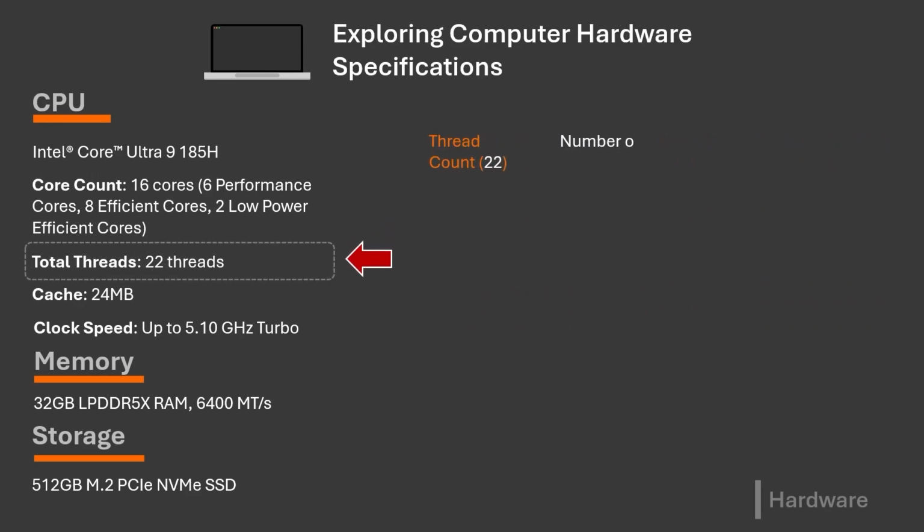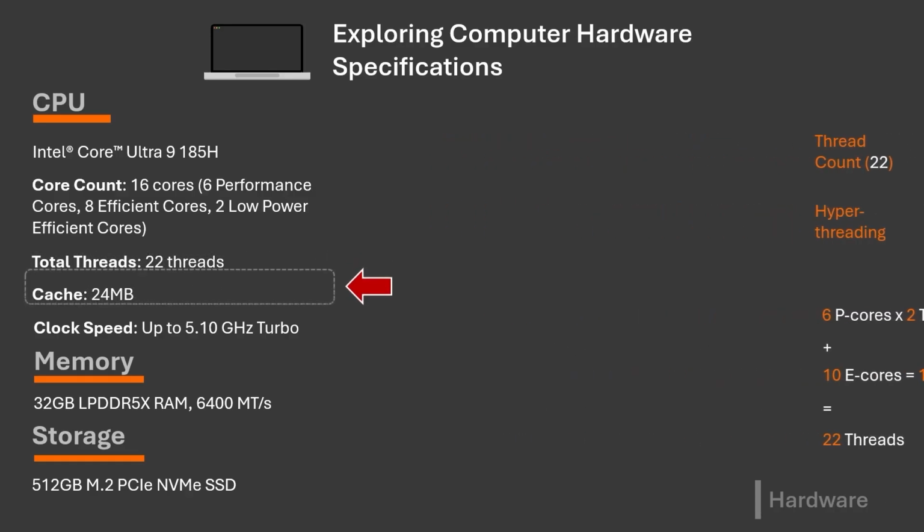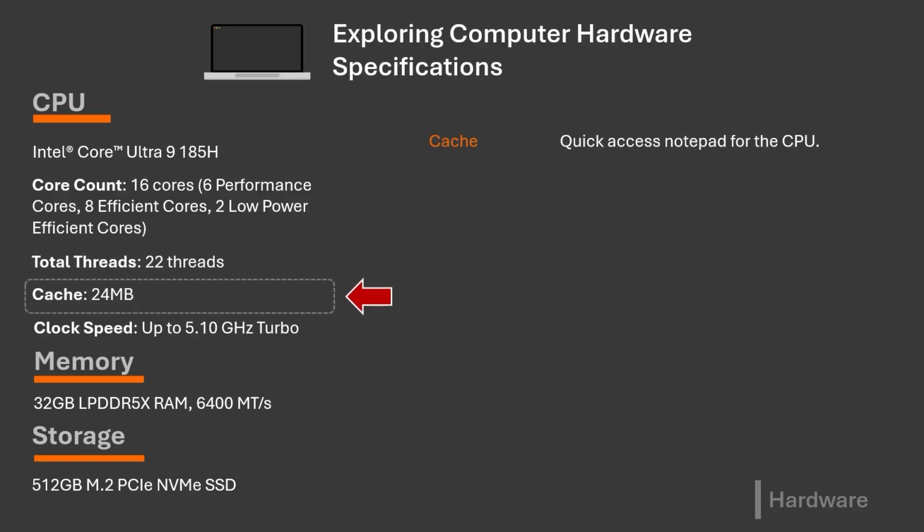Thread count refers to the simultaneous tasks or threads that the CPU can manage at once. Only P cores can handle 2 tasks at the same time, or dual threading, which is the Intel hyper-threading technology. So, 6 performance cores times 2 threads gives us 12 threads. Combined with the 10 efficient cores, the CPU can handle 22 threads in total. The cache acts like a quick access notepad for the CPU. This particular CPU has a 24 MB cache, which is likely L3 cache, which is used for fast access to critical data during heavy processing tasks.